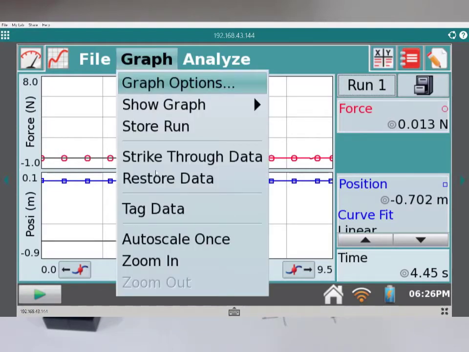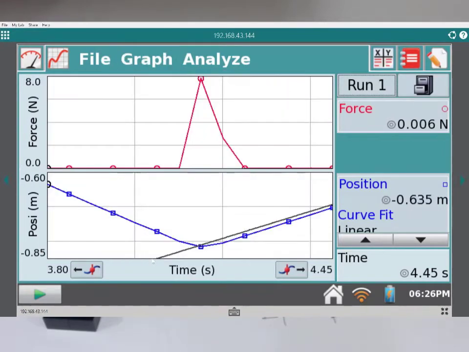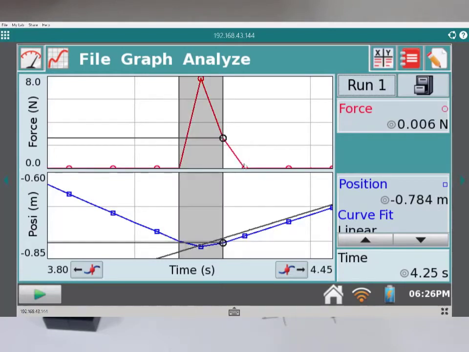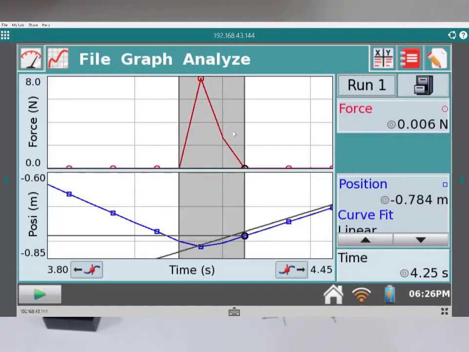We need to zoom in, and you can see we've got something that almost resembles a triangle here on our red force versus time graph. Now, the force is changing. It's not a constant value for the force. So in order to figure out what the impulse is, there are a couple things we could do. We could highlight this region and tell the computer to calculate the average force, or we can just figure out what the area under the curve is right here.